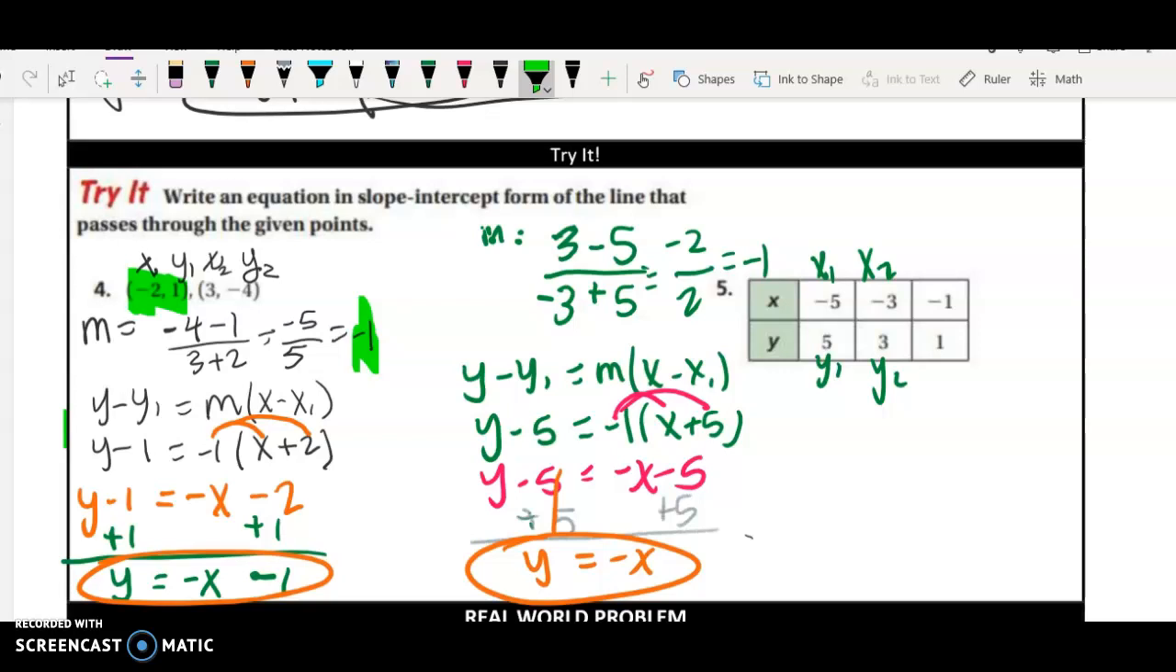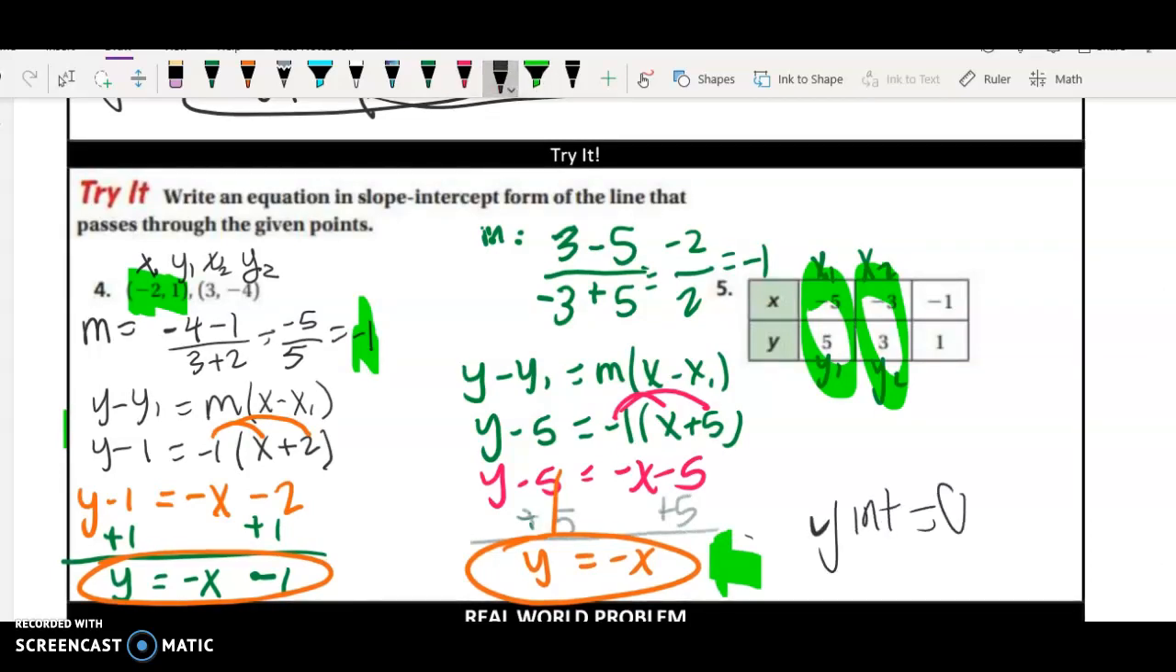For number 2, or I guess number 5, I labeled the first 2 points. Like I said, you didn't have to, you can use any of the 3 and you'll get the same answer, but you get y minus 5 equals negative 1 times x plus 5. And then we have to add 5 to both sides to get y by itself, and we get y equals negative x. And so both of these are our slope-intercept forms. This one, our y-intercept is 0, and so we don't have to write that there. Over here, our y-intercept is negative 1.